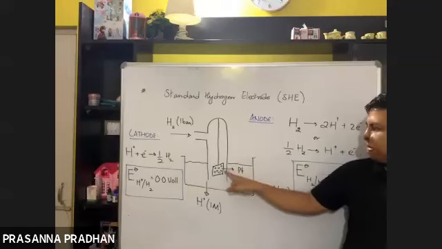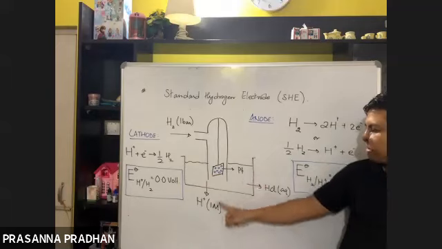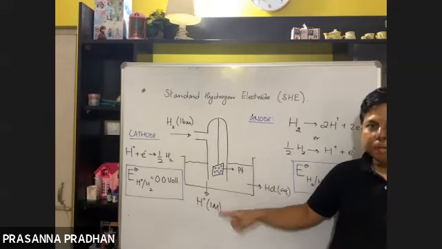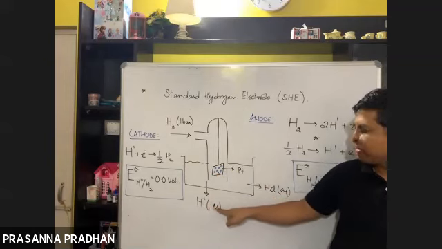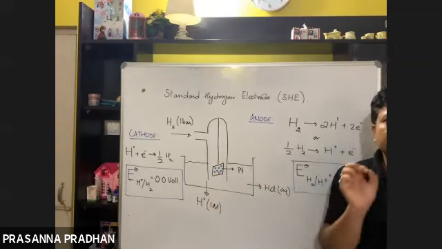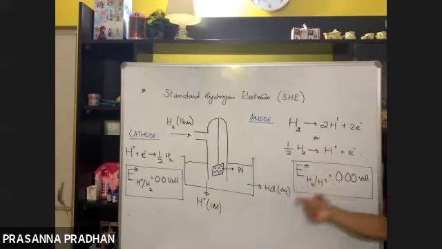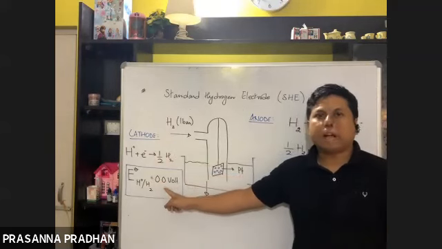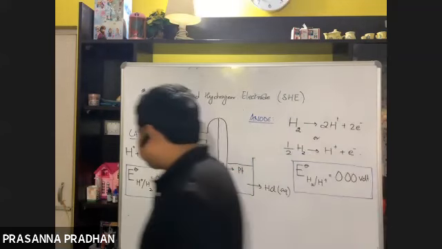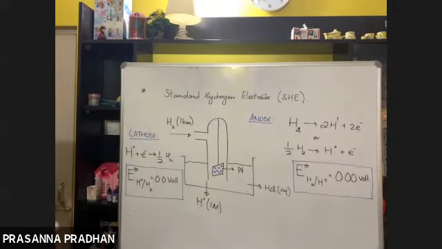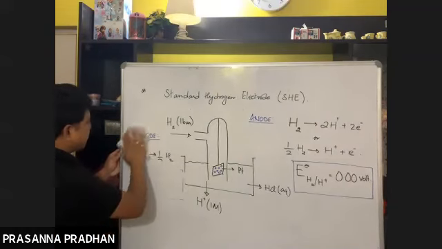A platinum electrode is used. Okay, and we have a HCl solution whose concentration is 1 molar. So we say that hydrogen gas is in contact with its own ions, which is at a concentration of 1 molar. And it's a convention that the standard oxidation potential or the standard reduction potential of hydrogen electrode is equal to 0 volt.